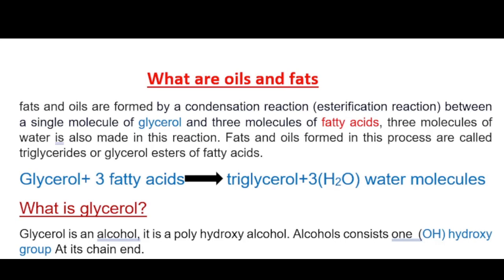How is oil formed? When one glycerol molecule reacts with three fatty acid molecules, one molecule of triglyceride plus three molecules of water is formed. This reaction is called esterification. The product, triglyceride, is an oil when it is liquid at room temperature or ambient temperature. When this triglyceride is solid or semi-solid at room temperature, it is a fat.